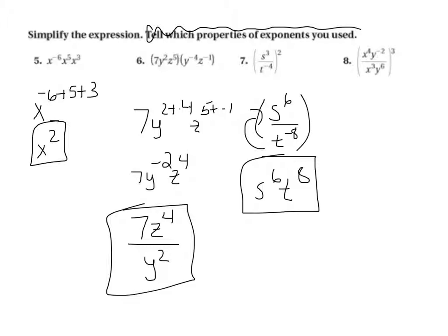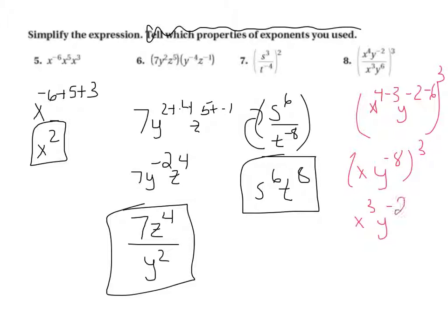So I would simplify inside first. So that would be x to the 4 minus 3, y to the negative 2 minus 6, to the third. So I get x, y to the negative 8th to the third power. So distribute. Power to a power, you multiply.